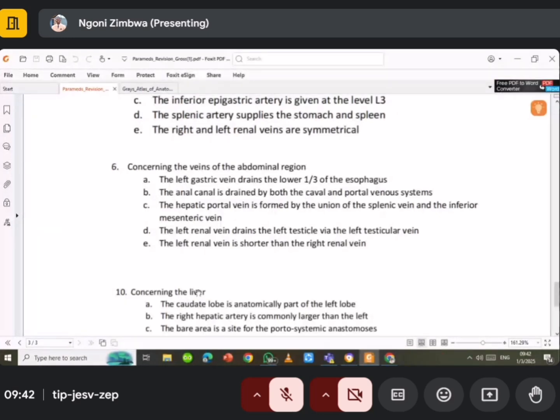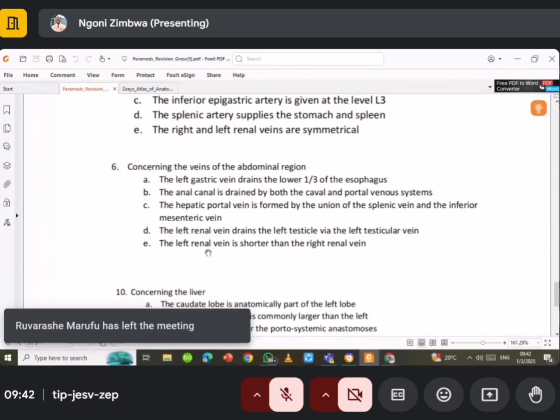All right, so I'm done with B. Let's go to C. The hepatic portal vein is formed by the union of the splenic vein and the inferior mesenteric vein. What do you think? That is actually false.